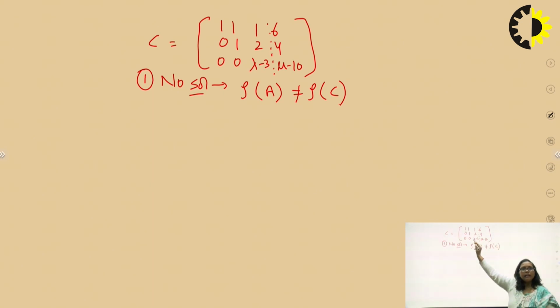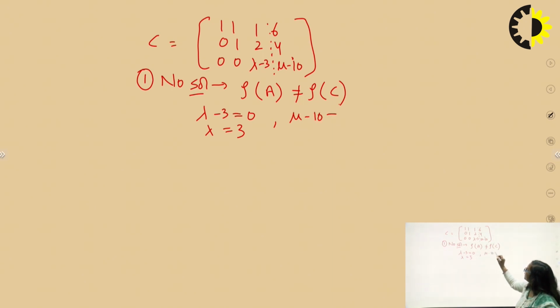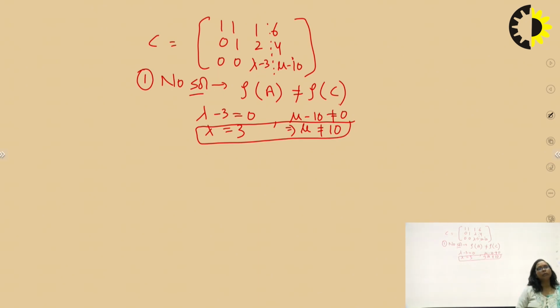If I hide this last column, to make the rank of the coefficient matrix equal to 2, the condition is that lambda minus 3 must be equal to 0, which means lambda must be equal to 3. And for the augmented matrix to remain at rank 3, this element must be non-zero, meaning mu minus 10 should not be equal to 0, so mu should not be equal to 10. So this is the first condition on lambda and mu for the no solution case.